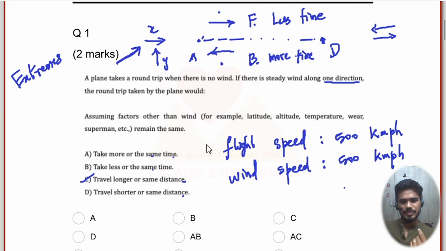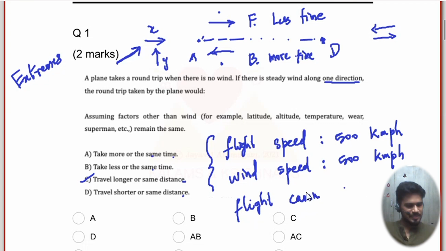But notice in this case, the flight cannot move. Extreme case. That means it's going to take infinite time. That means it's going to take more time. It will take the same time if the X component is 0 and only the Y component is nonzero. In that case, it will take the same time. No, distance is the same. Speed is also the same. With wind, the relative speed with respect to ground changes.